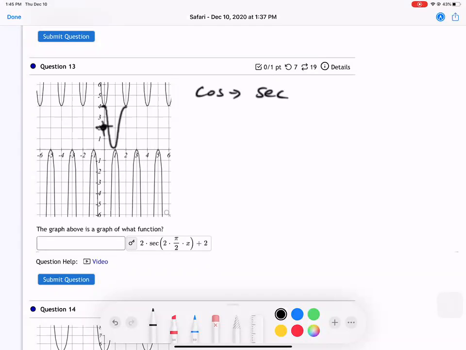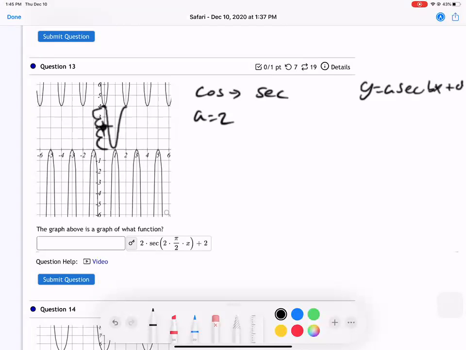Next thing is, what's the amplitude? Well, from the center, it's going to be 2 spaces up and 2 spaces down. So I'll take A is equal to 2. So we have a formula, y is equal to A secant of Bx plus D, where C is going to be 0.